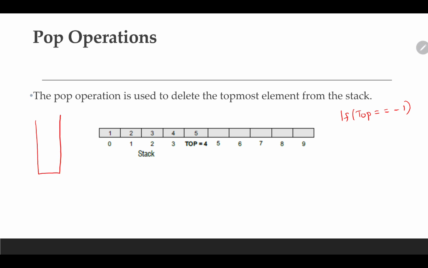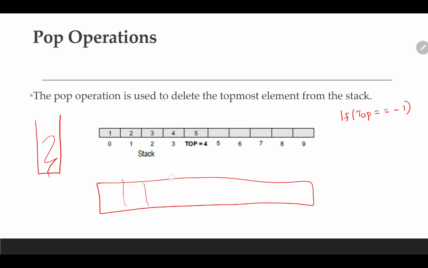Okay, so if it is this stack and no element is available, at that time the top value is -1. When I am going to insert an element, first we will increment the value of the top. So now the top value will be 0.